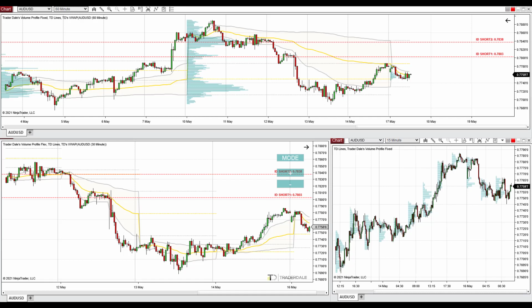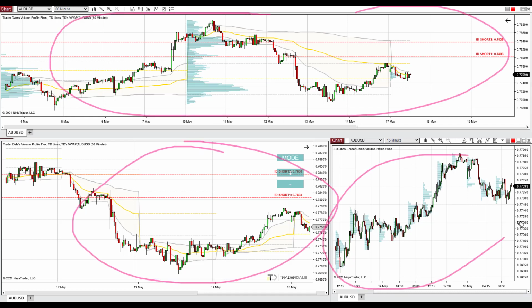Alright, so let's now go into the trading ideas. The first one is on the Australian dollar, US dollar. What you see before you, those three charts, they are always linked, and they always show the same trading instrument. In this case, they show the Australian dollar, US dollar. The chart at the top is a 60-minute chart where I have volume profile, which shows how the volumes are distributed throughout the whole week. So that's a weekly volume profile.